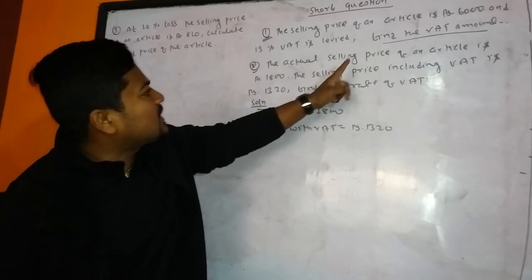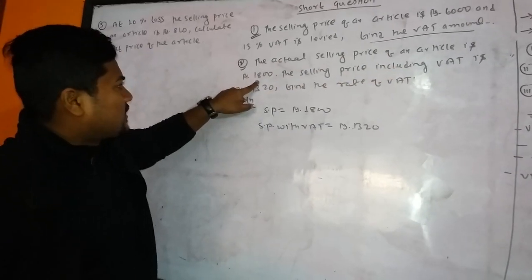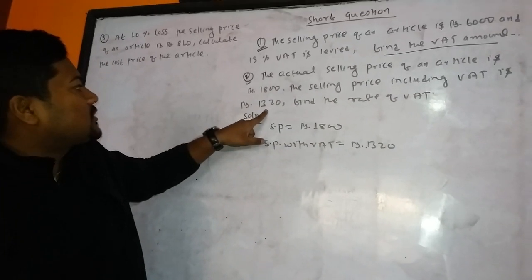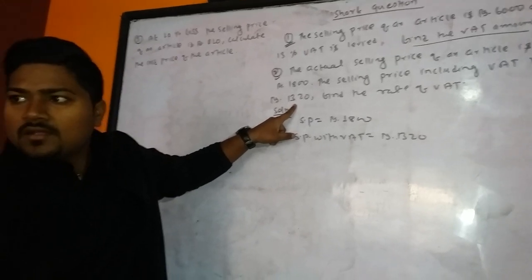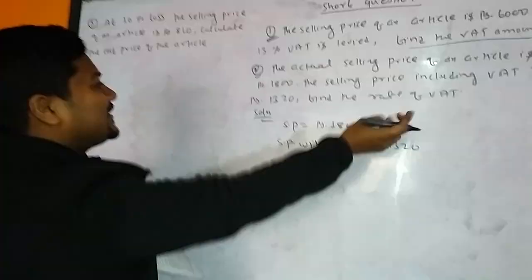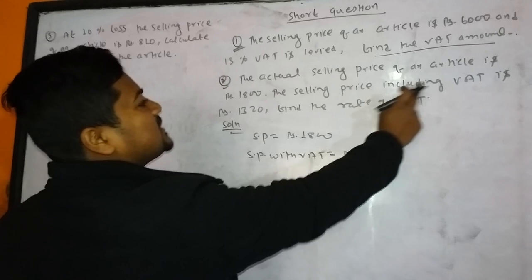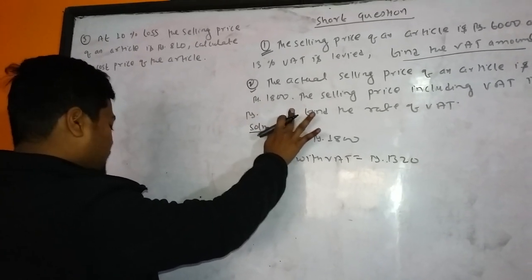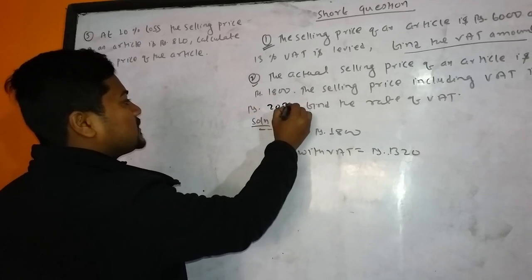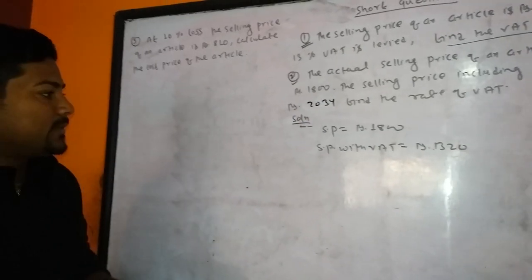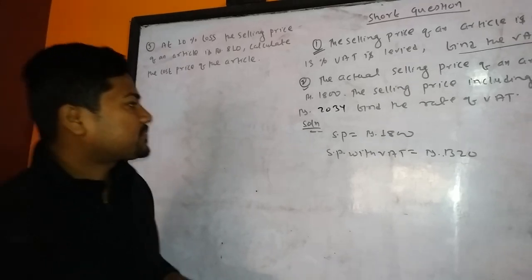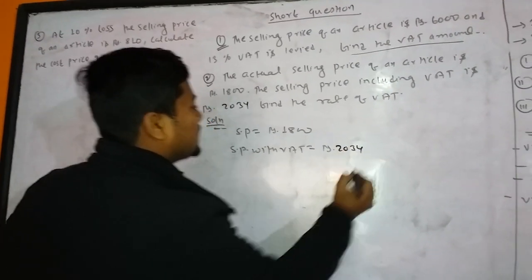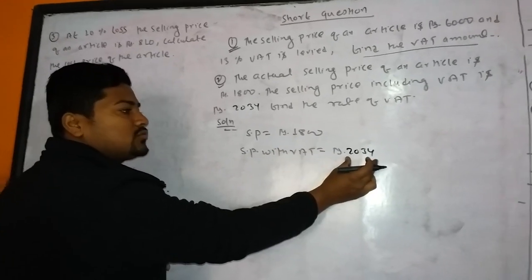The actual selling price of an article is 1800. The selling price including VAT is 1320. Is it possible? No. Here the selling price including VAT being 1320 is not possible. Here is the mistake. Now here we can say 2034, and now we can solve. Here is the SP with VAT, 2034. Now here 1800 and now here 2034.